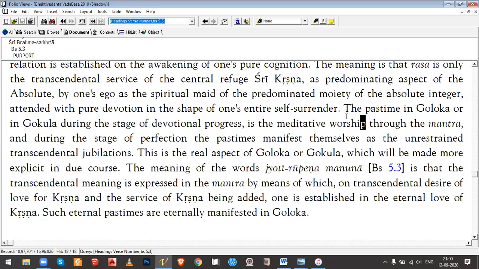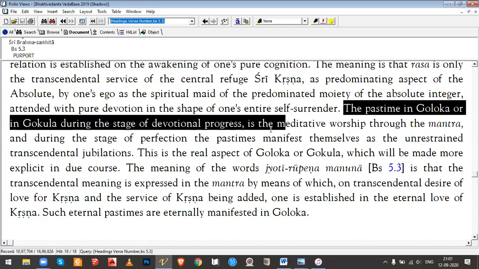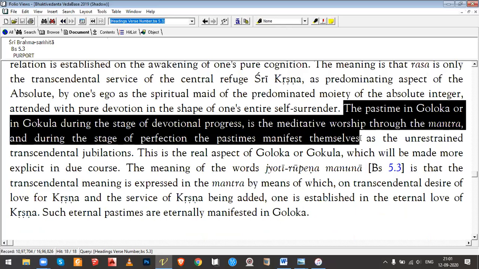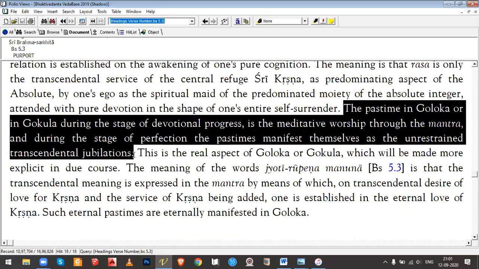The pastimes in Goloka or in Gokul during the stage of devotion progress is the meditative worship to the mantra, and during the stage of perfection, the pastimes manifest themselves as the unrestrained transcendental jubilation. So here again, it is repeated that the pastime in Goloka or in Gokul during the stage of devotion progress is meditative worship through mantra. So mantra upasana, and the next level, mantra upasana will lead us to Swarasiki upasana. During the stage of perfection, the pastimes manifest themselves as unrestrained transcendental jubilation.